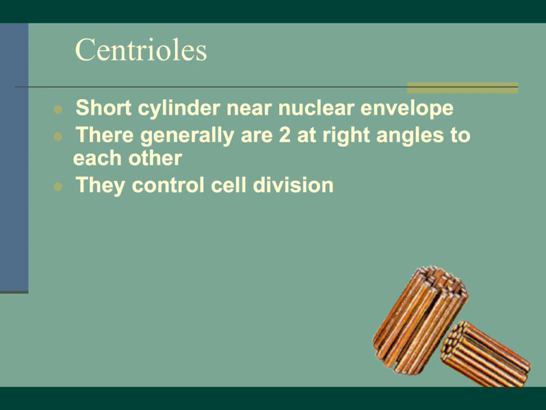Centrioles are organelles that are described as short cylinders. They are typically found near the nuclear envelope that we saw a couple of slides back. They are generally at right angles to one another. There are two that are present, and they help control cell division during mitosis. And specifically, they help the chromosomes to move and line up along the equatorial plane during metaphase of mitosis.